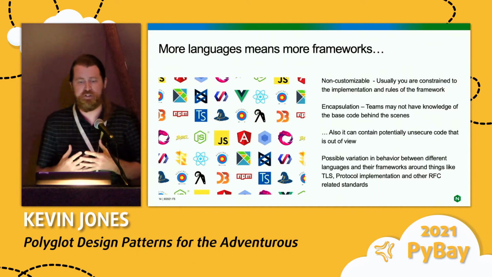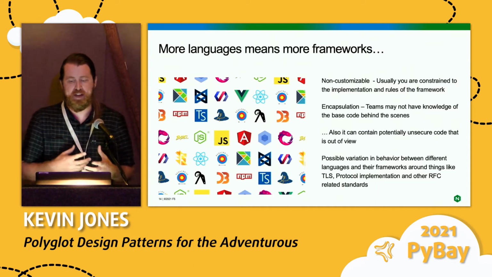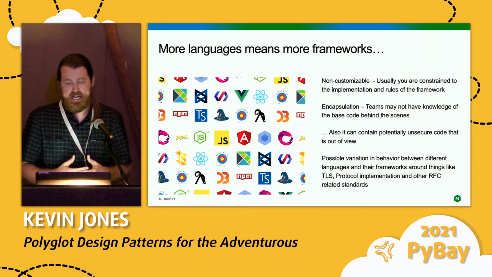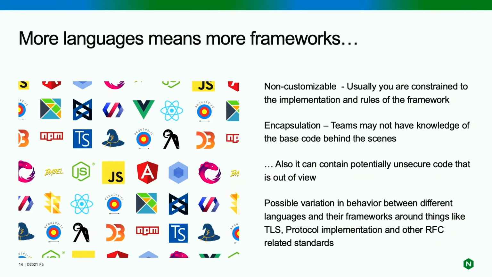If you start to take on more languages, that means that you have more frameworks, right? And a lot of these frameworks can be non-customizable. So you can sometimes be restrained by the life cycle of that framework. You can also have encapsulation where certain teams have tribal knowledge of the code, but they don't understand how the framework is actually working under the hood. They're building around the framework and building features and functionality on top of that, and they don't actually interact with the source code for that framework day-to-day.